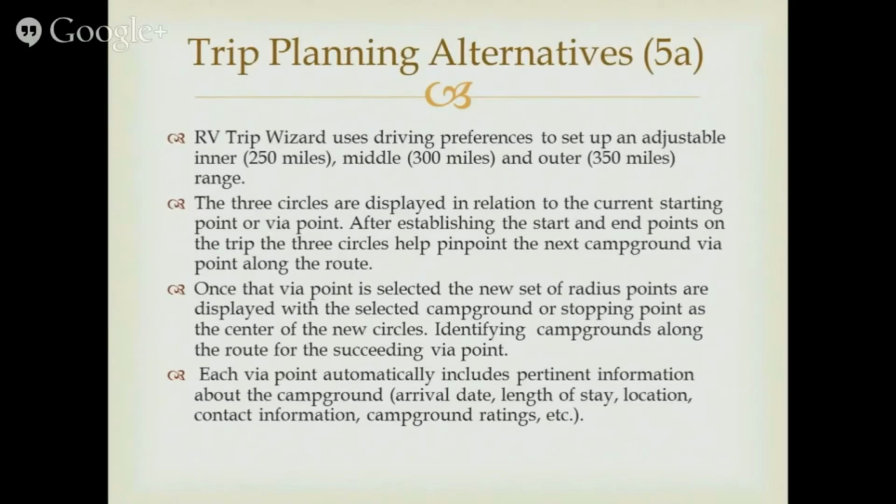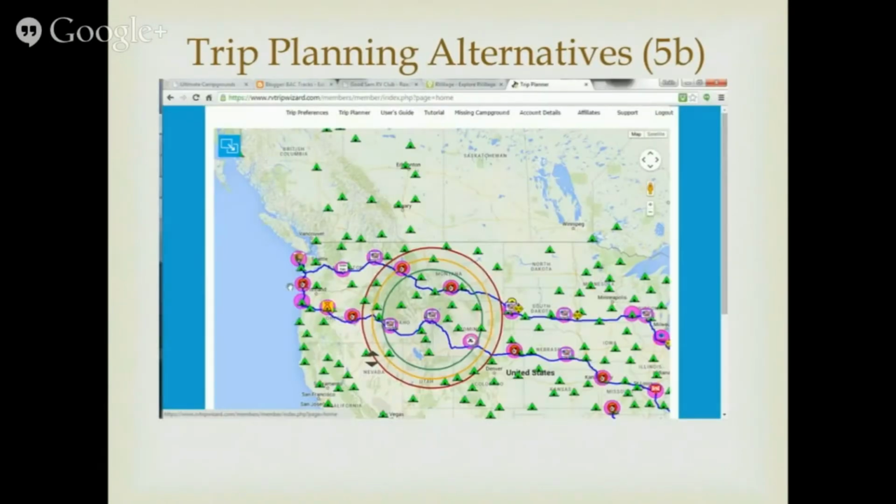So my primary or first step is to lay out my trip, determine the campgrounds I'm going to stop at as via points, and then to move on from there. Now, those via points automatically include pertinent information about the campground. What's the arrival date, the length of stay, the location, the contact information, campground ratings, and so on. It's, for me, a more useful tool.